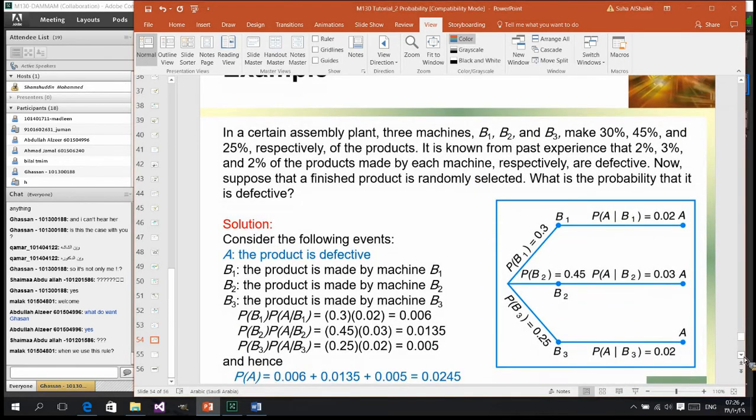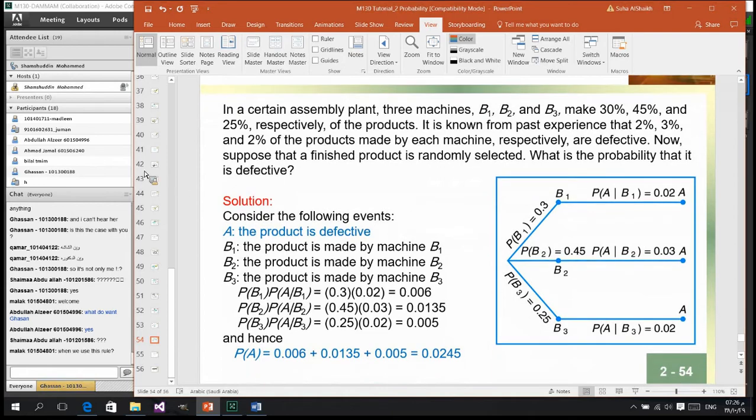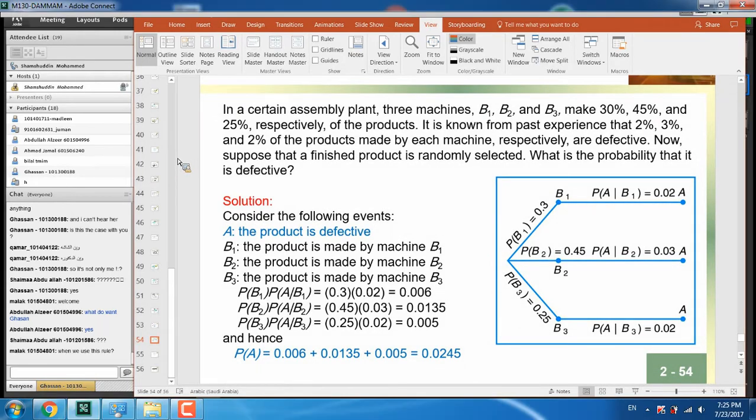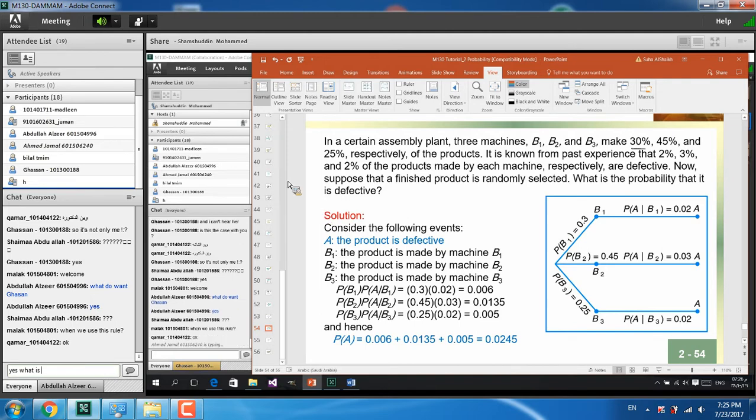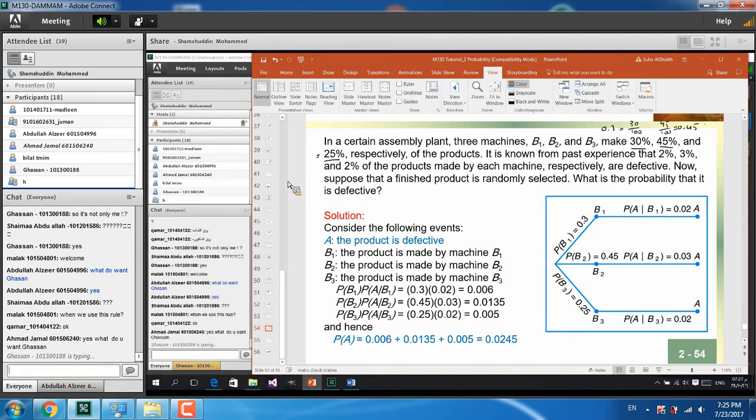Okay. So can you see here in the following example? In a certain assembly plant, we have three machines: machine B1, machine B2, machine B3. They make 30%, 45%, and 25% of the product. What does 30% mean? It means 30 over 100, which is 0.3, right? What does 45% mean? It is 45 over 100, which is 0.45. What does 25% mean? It means 0.25.